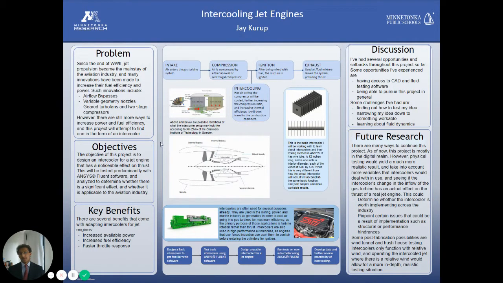This large picture right here is another one of Xinzhao's renditions of how the intercooling system could be implemented, using a small secondary bypass within the larger bypass after the turbofan, and using the relative wind from that bypass to cool the air. Now, I'd like to talk about the opportunities and setbacks I've had while working on this project.